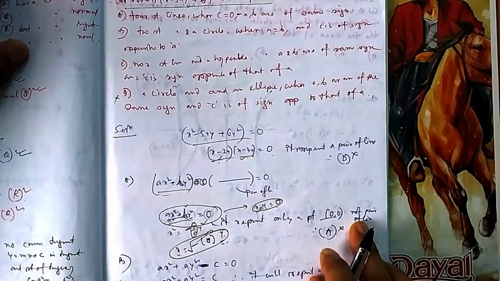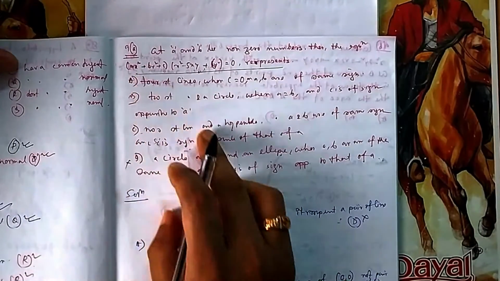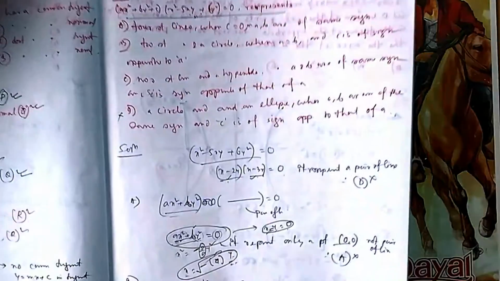So obviously it is not representing a pair of straight lines, because in option A they told you 4 lines. So 2 from here, 2 from here, it was the idea. So obviously it is not giving 2 straight lines. So it is giving a point. So that's why A is not the answer.